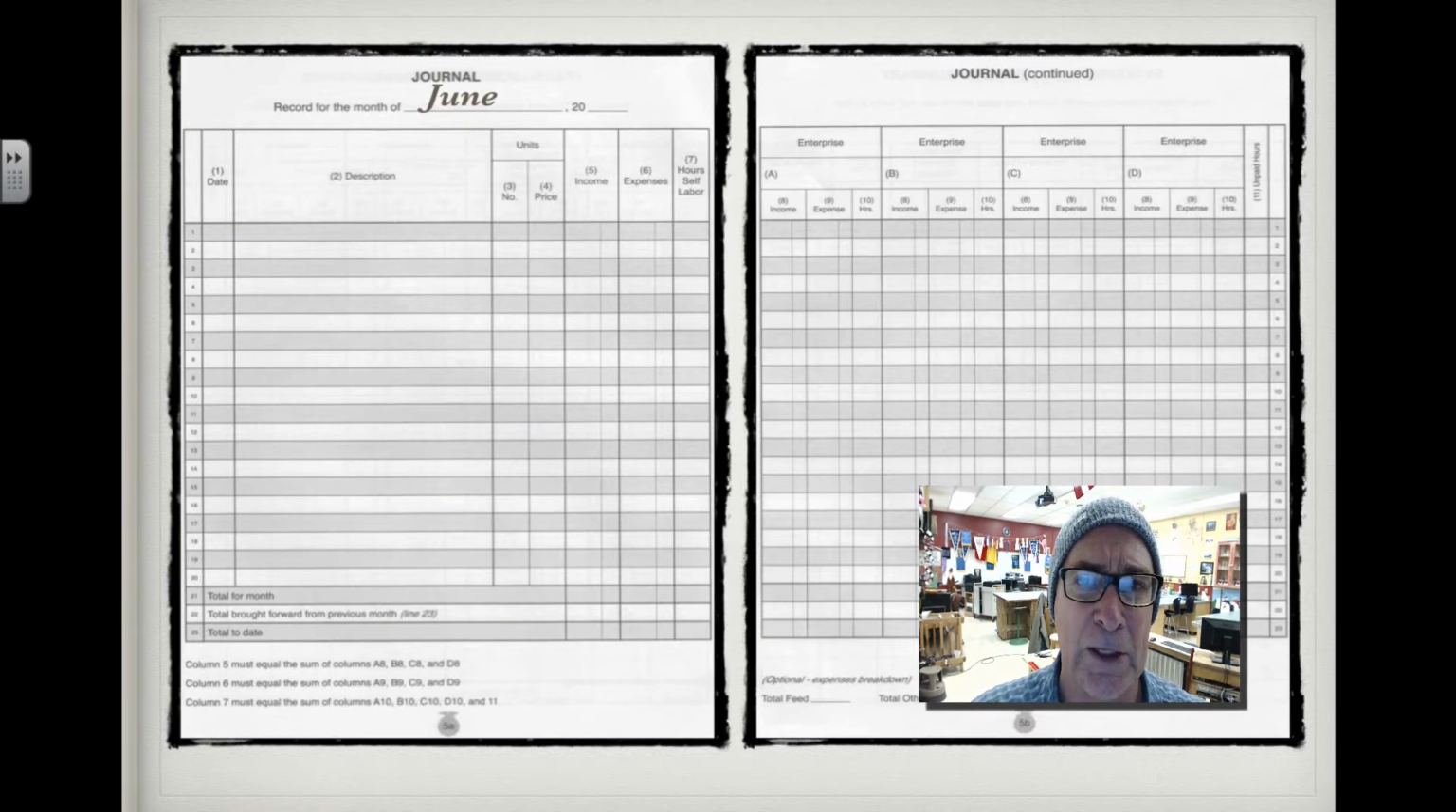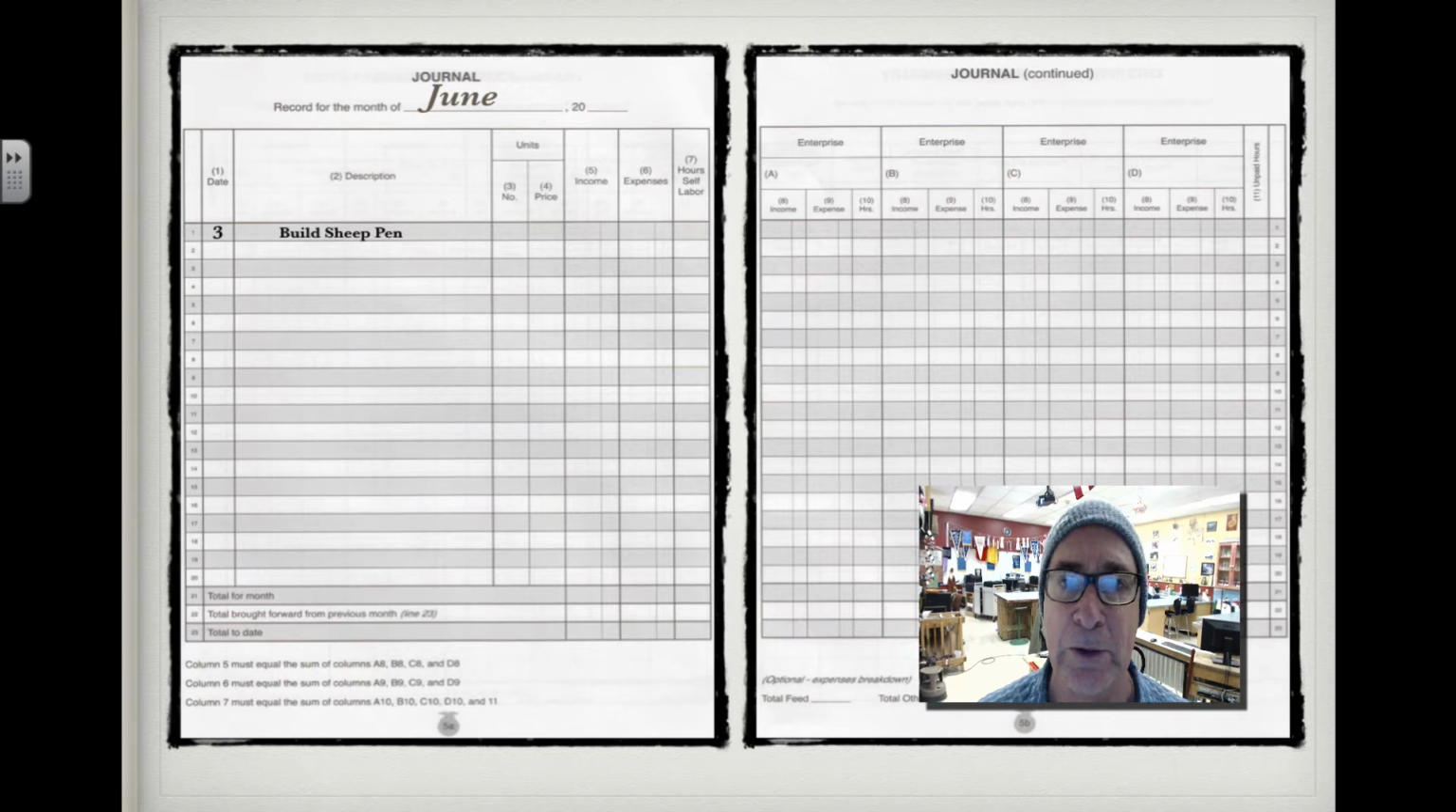So we're going to be doing the lamb project. So it's going to be on the right-hand side. Everything in column A obviously is going to be our sheep ledger or our market lamb side. And so we're going to get started on the 3rd of June.